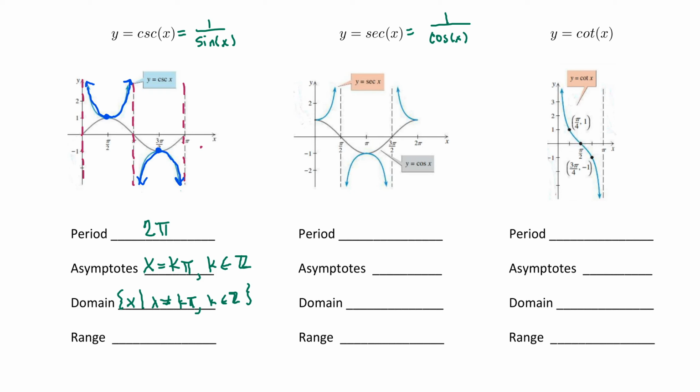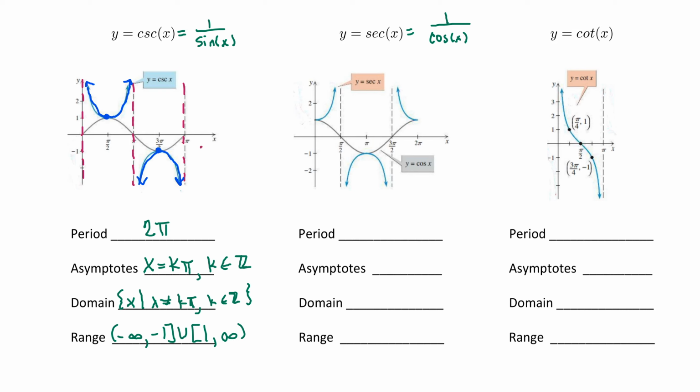The range of cosecant is expressed in two intervals. The lower half has y values between negative infinity and -1, and then we unite that with the interval of the upper branch, which goes from y equals 1 to infinity.